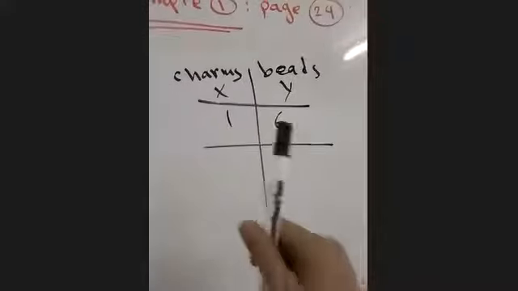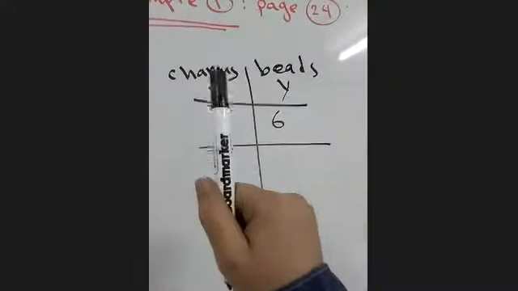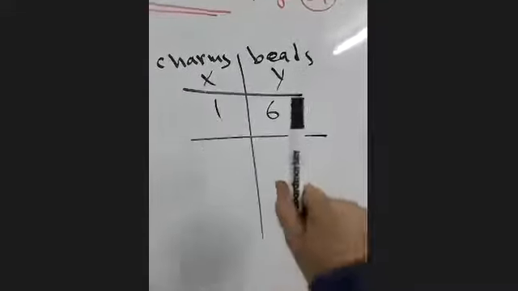Continue. Generate a set of ordered pairs for the ratio relationship between the number of beads Y and the number of charms X for a total. Look here. The question said the number of beads Y and the number of charms X. We always put X before Y.